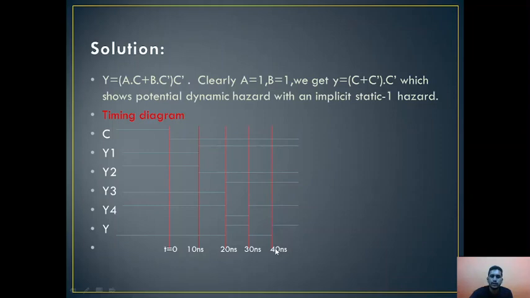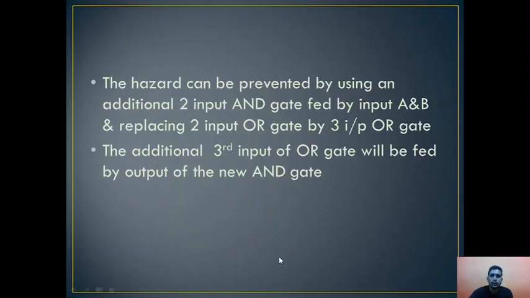at 40 nanoseconds. We wanted the output to be 1, but it first moved from 0 to 1 at 20 nanoseconds, then moved again to 0 at 30 nanoseconds, and again moved to 1, but we wanted only 1 as the final output. This is called dynamic hazard. We have represented what dynamic hazard is with a timing diagram. Let us see how to prevent the dynamic hazard.